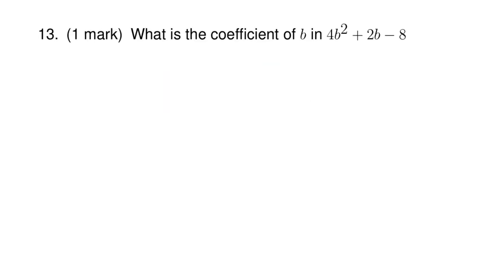The coefficient of b. Now remember, coefficient is just the number in front of the pronumeral, but be careful, I'm not looking at this one, right? Because that is a b squared, not a b. I am, however, looking at this one, and I need to look at the sign and the number. So the coefficient of b, in this case, is positive 2.